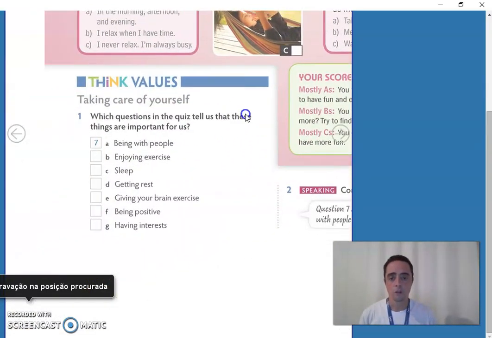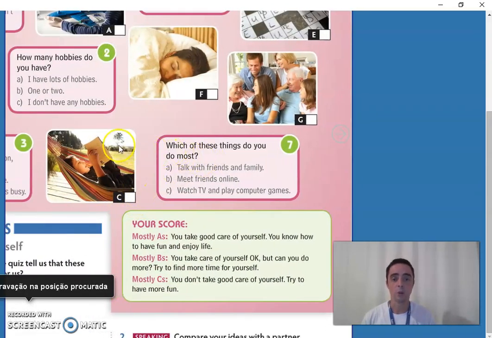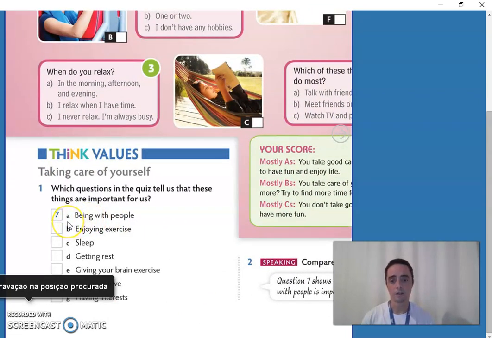After the quiz with the 7 questions, okay, I would like you to work with this section here, Think Values. On this exercise, you're going to tell me which questions in the quiz tell us that these things are important for us. So, on letter A, we have being with people. This topic is related to the people that you have contact with. If you check your quiz, the book gave us as an example question number 7. On number 7, we have: which of these things do you do most? Talk with friends and family, meet friends online, watch TV, and play computer games. So this question is related to the time that you spend with people. So the book gave us as an answer letter A.